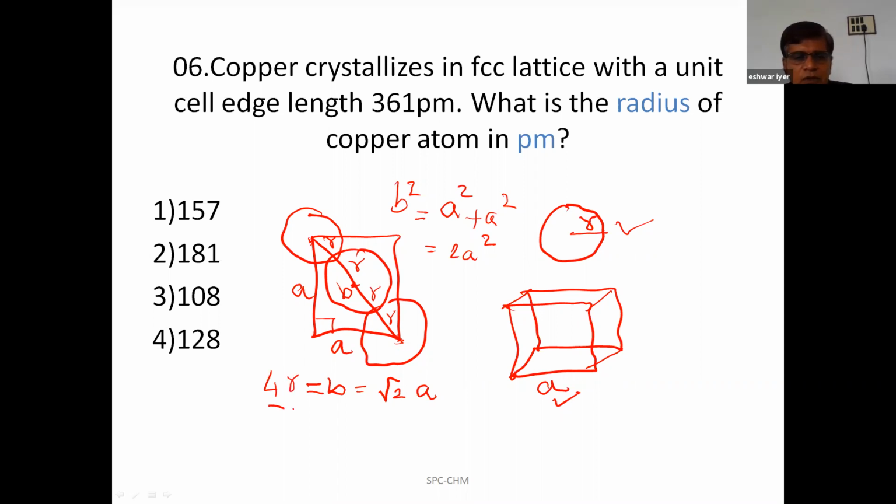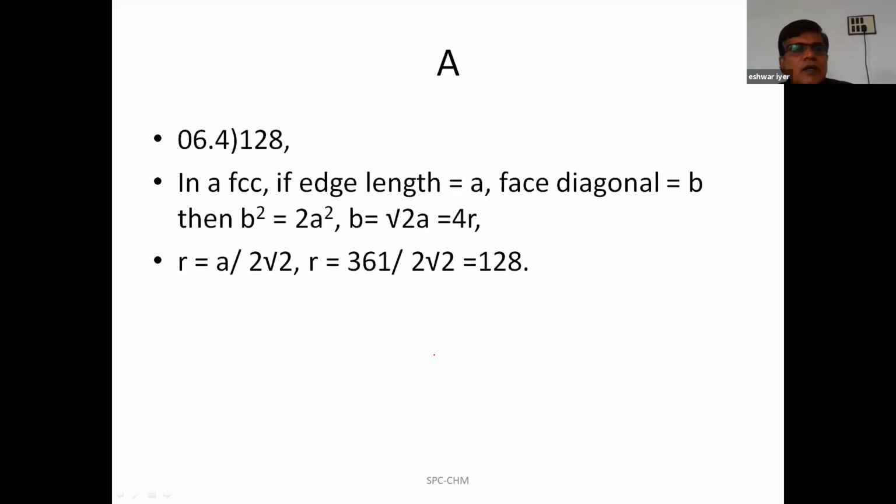Now you can relate this with this. What is given is the edge length A, and what you have to find is the radius. Let us see. So the fourth option, 128 picometer, is the answer. Now look at this. In FCC, edge length A, face diagonal B, then B square is 2A square, B is root 2 A, which equals 4R. So the radius R, now it comes to this. You can substitute the value of A. So that comes to 128 picometer.